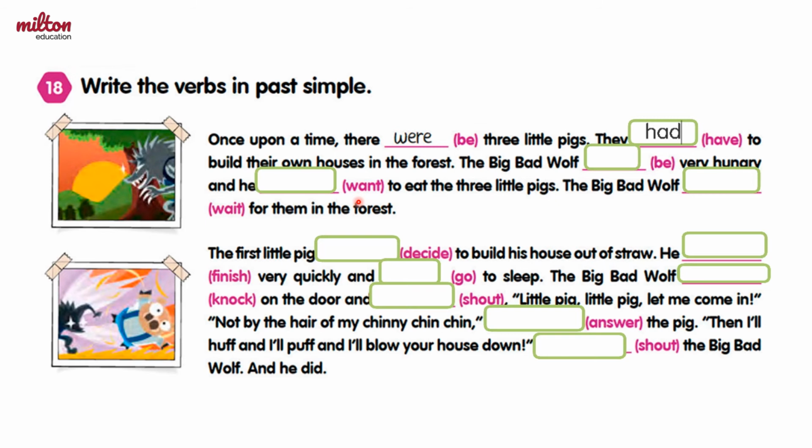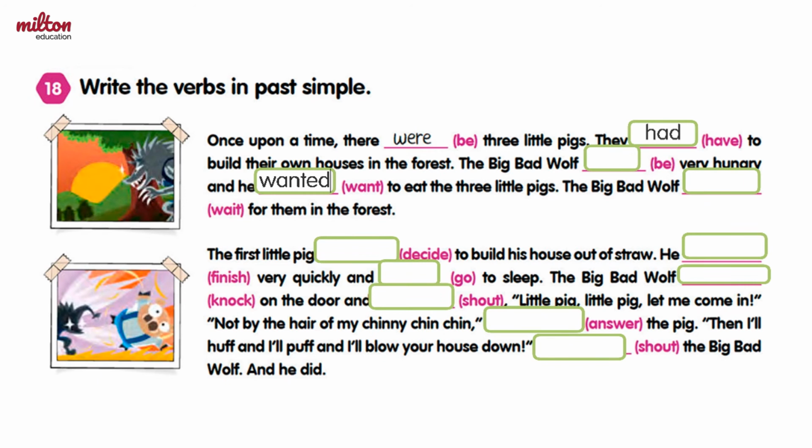Let's look at an example with one of the regular verbs that you've looked at in this unit. Want. Want is a regular verb that follows the rules to form its past simple tense. Want ends in a consonant, and it has another consonant before it. So we're going to add ed. So it's going to be he wanted to eat the 3 little pigs.